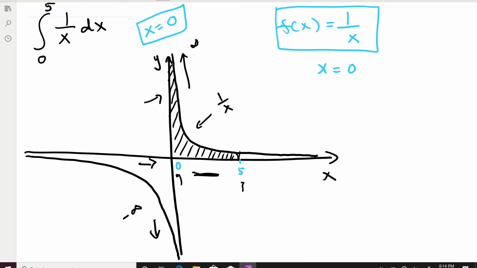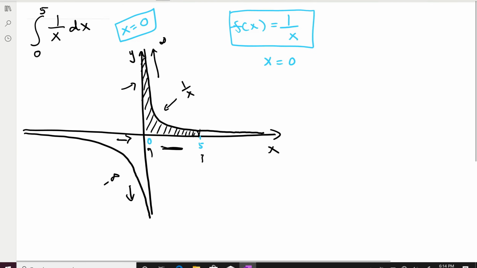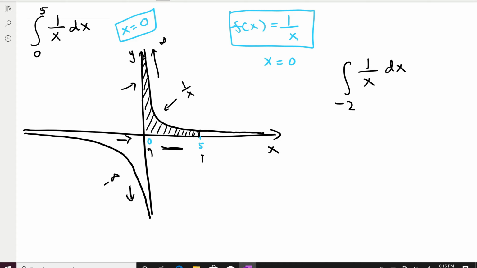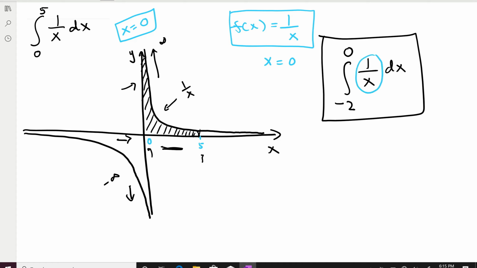Okay, right. Now let's think about another example. I'm going to take the same function and I'm going to change the bounds of the integral. Let's go from negative 2 to 0. Again, is this a type 2 improper integral? Yes, this is another type 2 improper integral, because again, it's not a secret that 1 over x behaves badly at 0, and 0 is the upper limit of the integral.